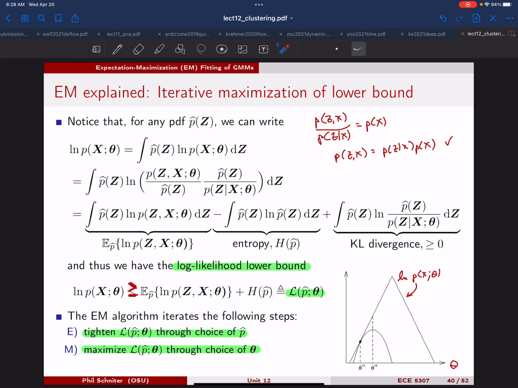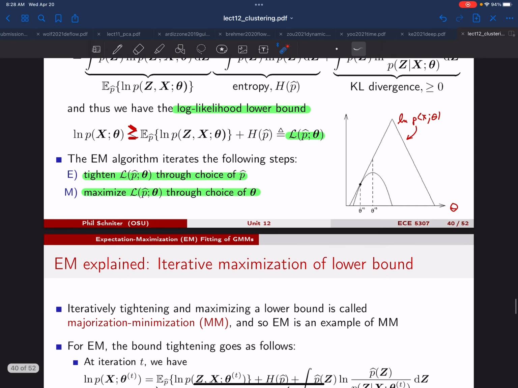So that's the approach. This is called majorization and minimization. It's a broader topic than EM, but EM is one example of majorization minimization. There's other approaches to majorization minimization also, but EM is one of the most famous ones.